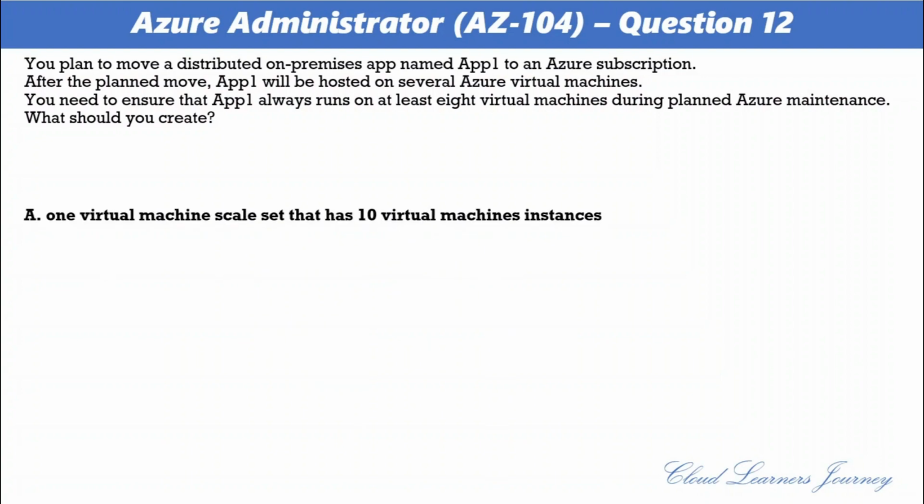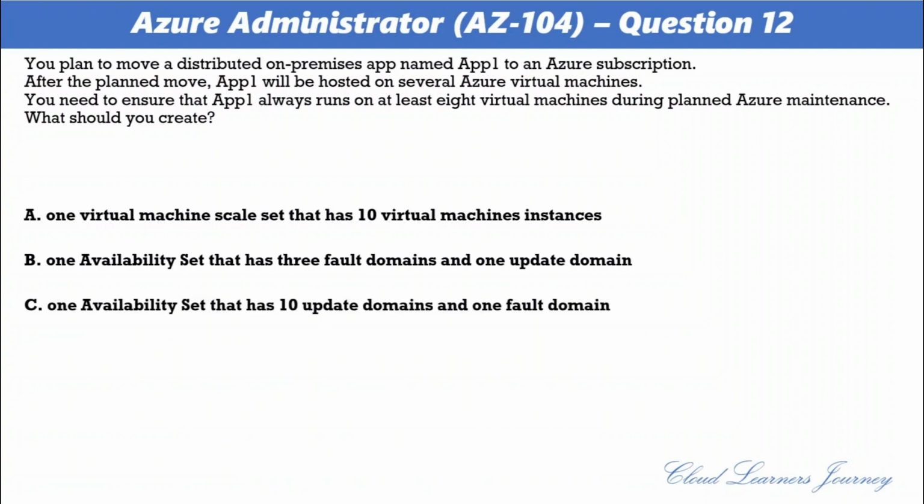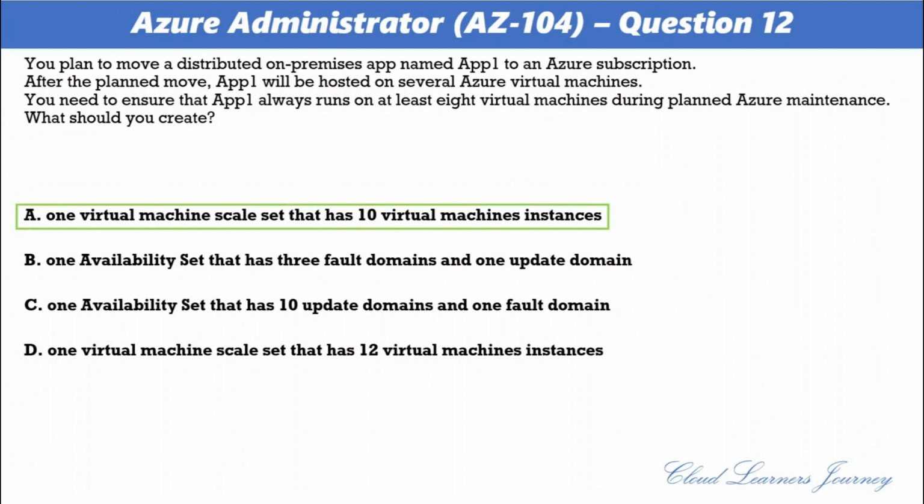1 virtual machine scale set that has 10 virtual machine instances. B. 1 availability set that has 3 fault domains and 1 update domain. C. 1 availability set that has 10 update domains and 1 fault domain. D. 1 virtual machine scale set that has 12 virtual machine instances. And the correct option is A. 1 virtual machine scale set that has 10 virtual machine instances.